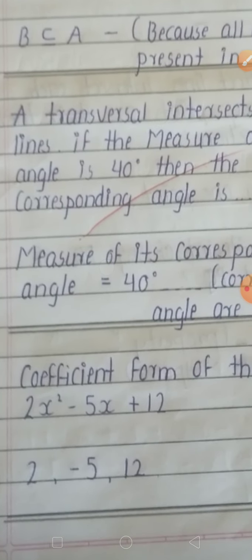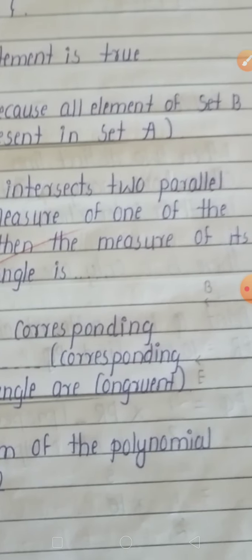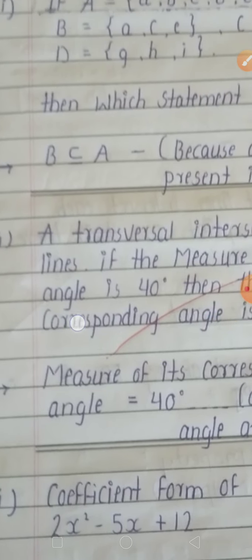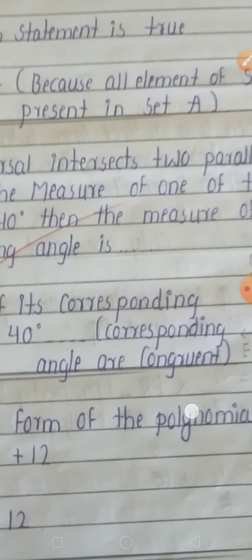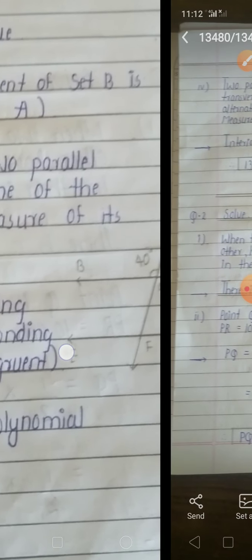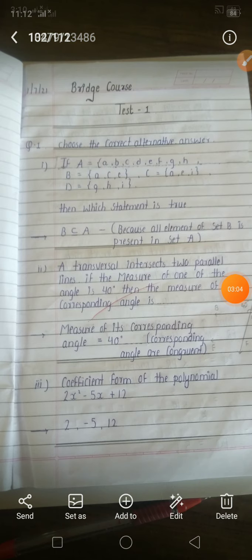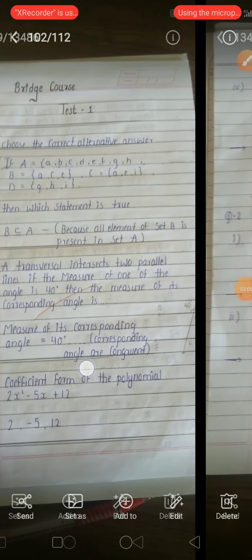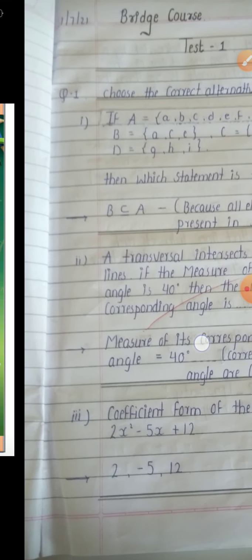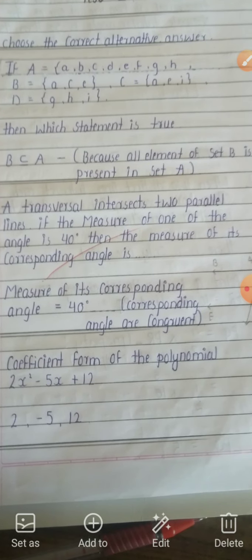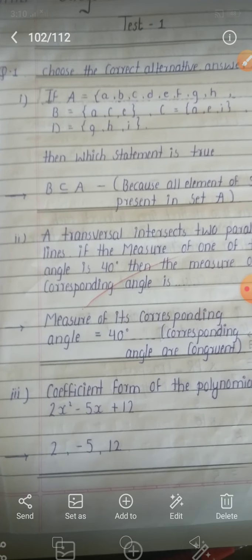The next question: a transversal intersects two parallel lines. If the measure of one of the angles is 40 degrees, then the measure of the corresponding angle is 40 degrees. The corresponding angles are congruent. In the diagram, there is the corresponding angle. When the lines are parallel, corresponding angles are congruent to each other. So that is a 40 degree angle.